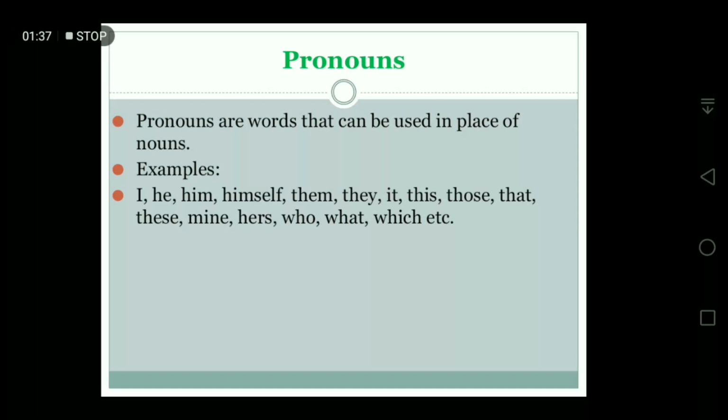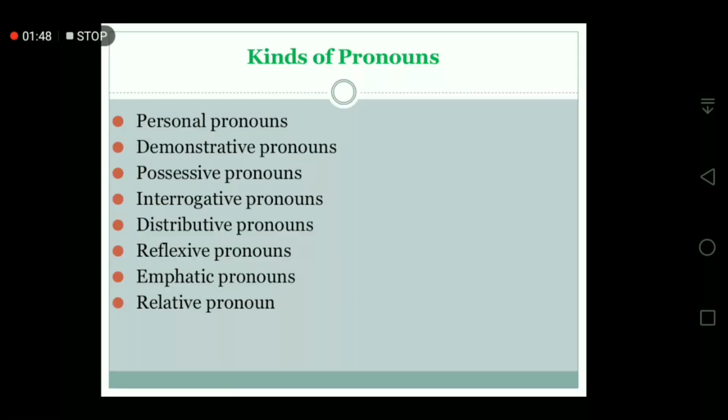What are the kinds of pronouns? In English, pronouns are divided into different kinds. The kinds of pronouns are personal pronouns, demonstrative pronouns, possessive pronouns, interrogative pronouns, distributive pronouns, reflexive pronouns, emphatic pronouns, and relative pronouns. Now we will go one by one in detail.